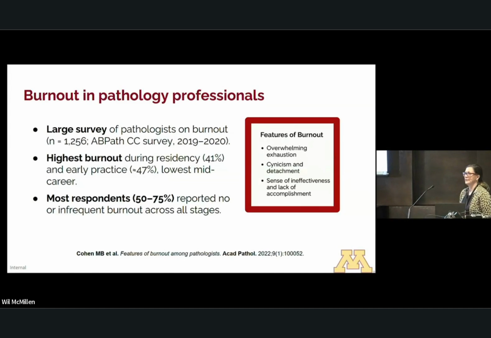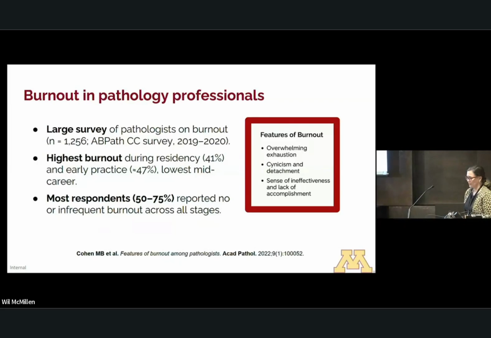This has been, unfortunately, a steady-state phenomenon in US healthcare for at least a decade. There have been a couple of large studies on the impact on pathologists in particular. The most recent one is from 2022, so this was still pretty soon after, or really still in, the pandemic. This was a large survey done through the ABPath continuing education. They asked pathologists to recall their levels of burnout during their different years of training, and afterward, if they were practicing.